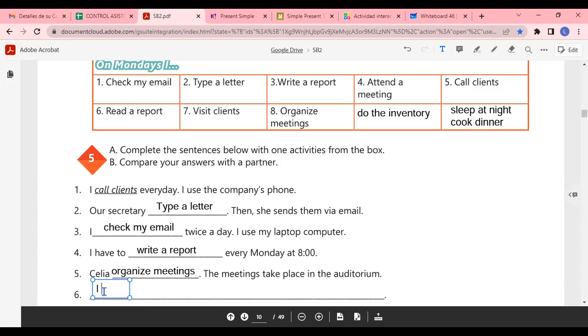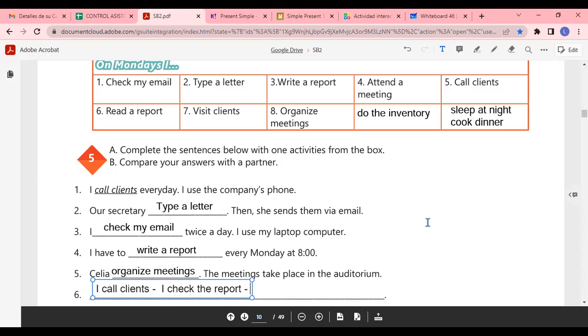I call clients. Very good. Can you give me another idea, please? Let's see. What do you do on Tuesday? Tuesday. Recuerda, Tuesday. I checked. Okay. The report. Oh, very good. Thank you.